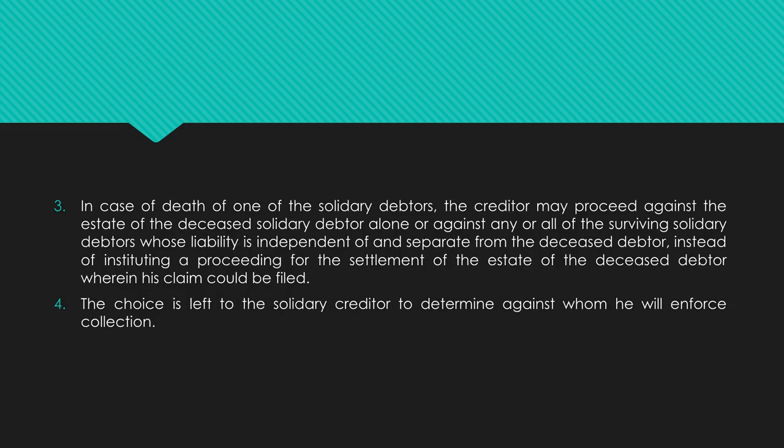In case of death of one of the solidary debtors, the creditor may proceed against the estate of the deceased solidary debtor alone or against any or all of the surviving solidary debtors. So kung may namatay dun sa solidary debtors, pwede mo pa rin i-compel yung namatay pero hindi na siya, kasi patay na siya. Sino yung compel mo? The estate of the deceased. Okay? Yung estate, meaning whatever remains is the properties, okay, assets of the person who's one of the solidary debtors who died. Or pwede ka rin maghabol dun sa buhay, the surviving solidary debtors whose liability is independent of and separate from the deceased debtor.